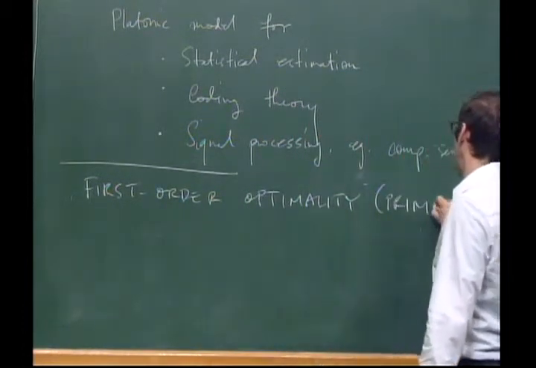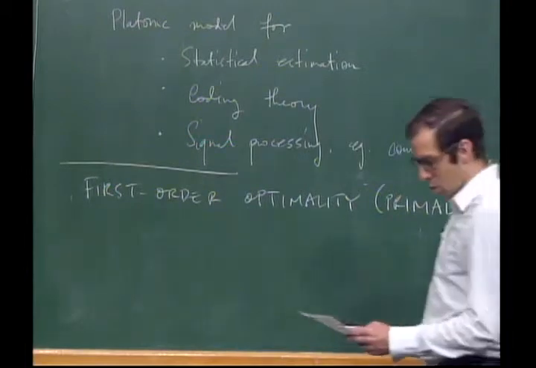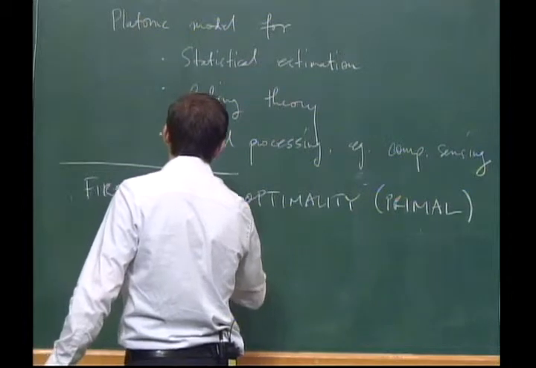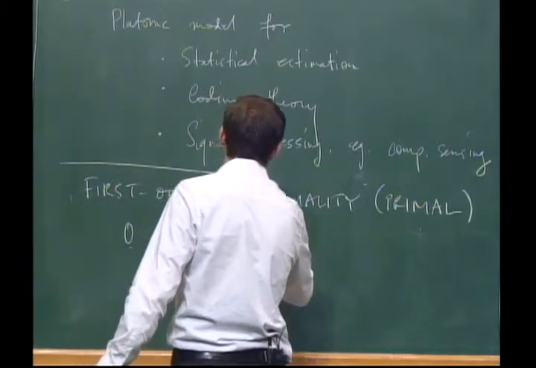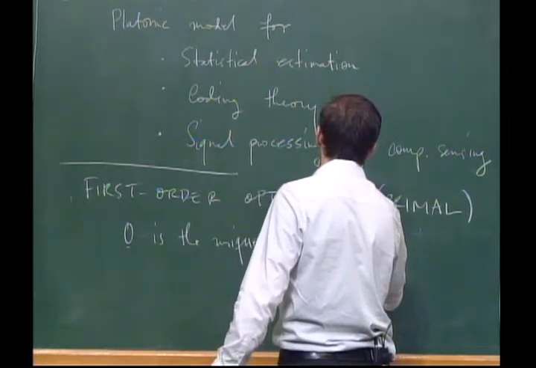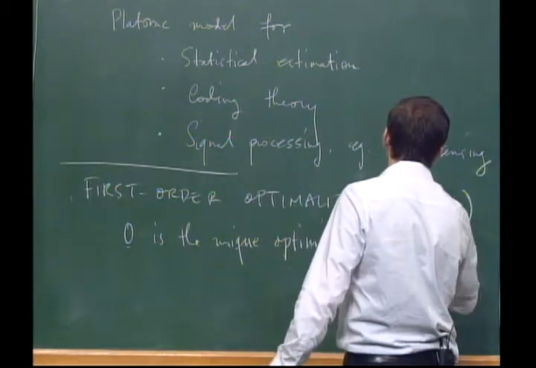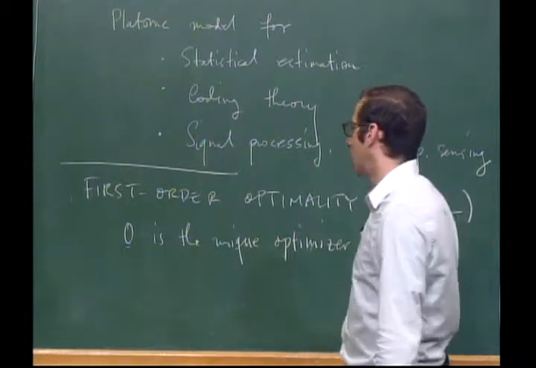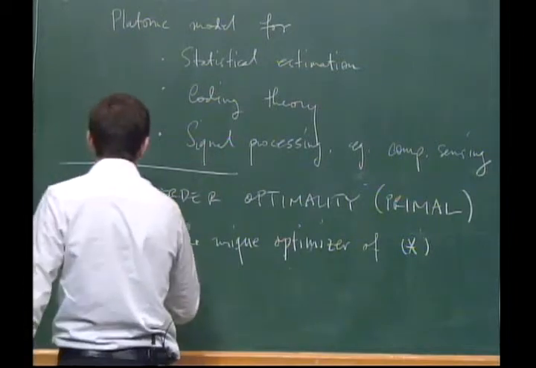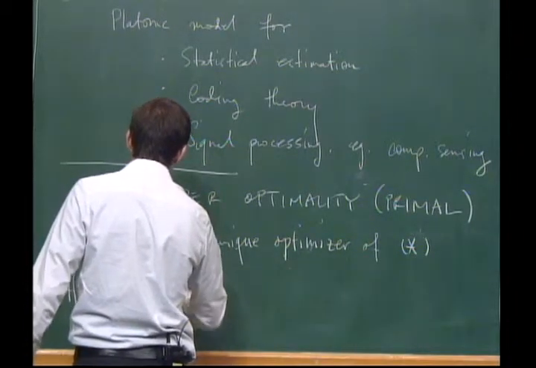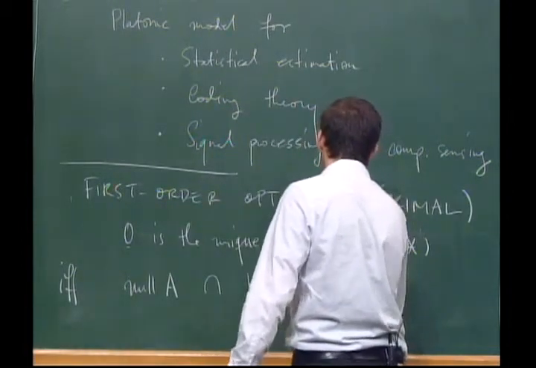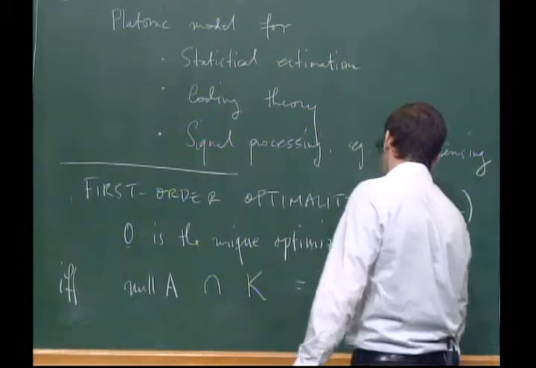And this is really just a primal condition. 0 is the unique optimizer of the optimization problem designated by the star if and only if the null space of A intersects this descent cone trivially at the point 0.